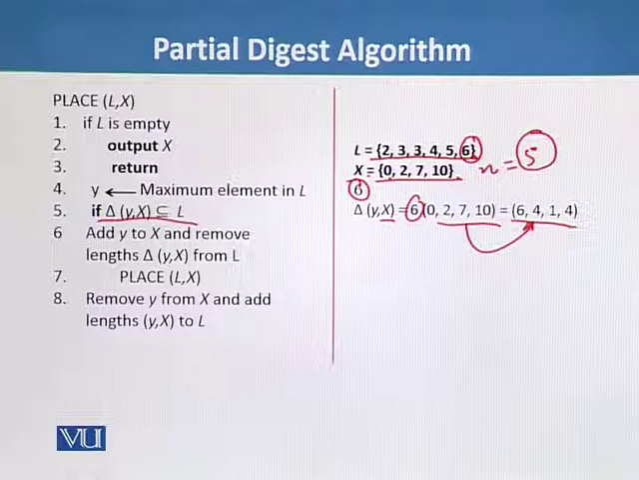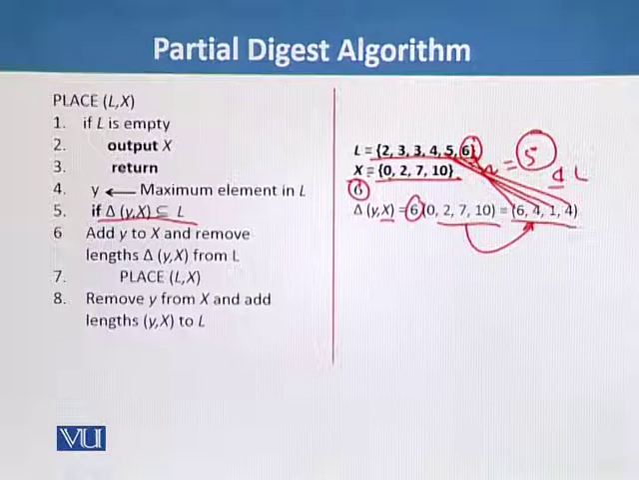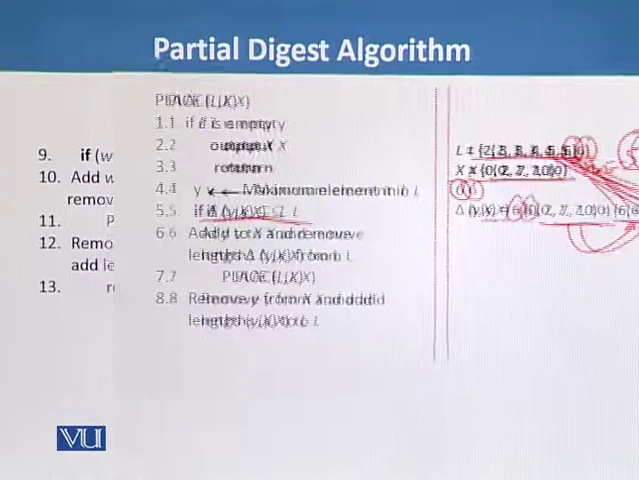We will see whether it is a subset of L or not. 6 is here, 4 is here, 1 and 1 is not here. So it means this is not a subset of L. So 6 cannot be included here. So if it's not the subset, then we will proceed to the next part of the algorithm.